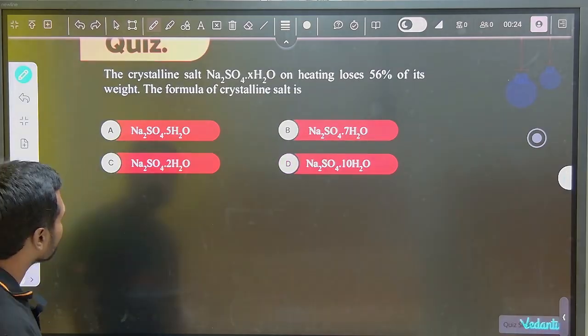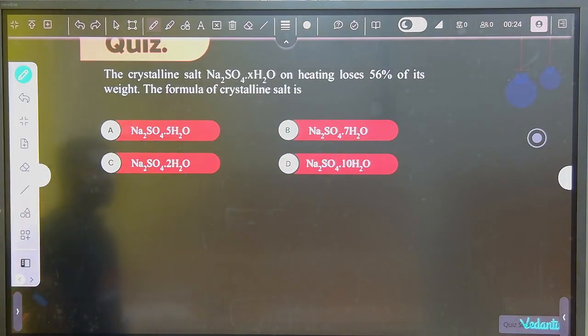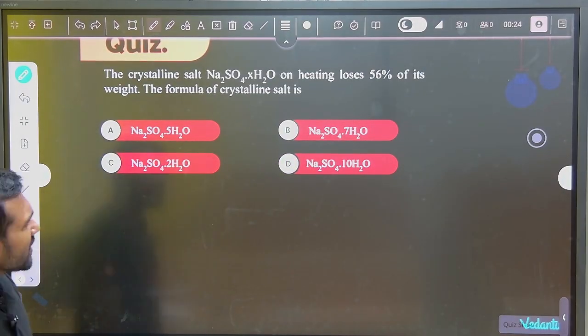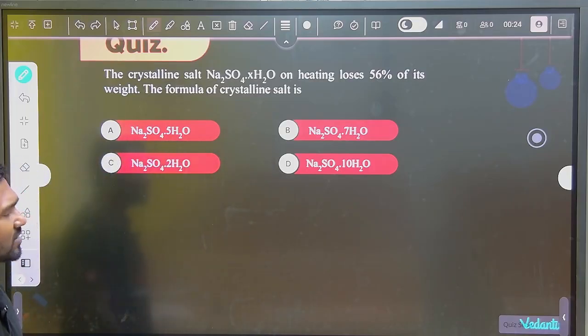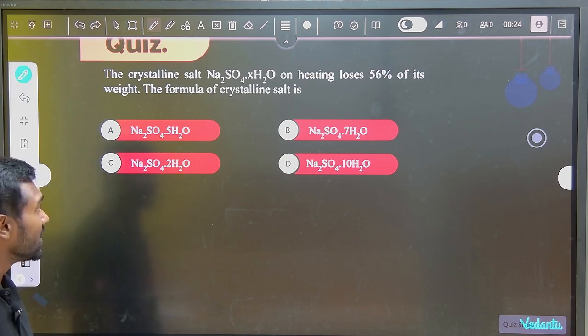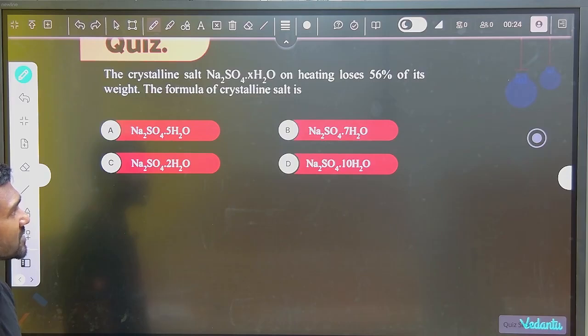Now this question is good. A crystalline salt Na2SO4.XH2O on heating loses 56% of its weight. What is the formula of the crystalline salt? So 56% of its weight is lost on heating. That means 56% of the weight of that compound is water. 56% of the weight of that compound contains water.